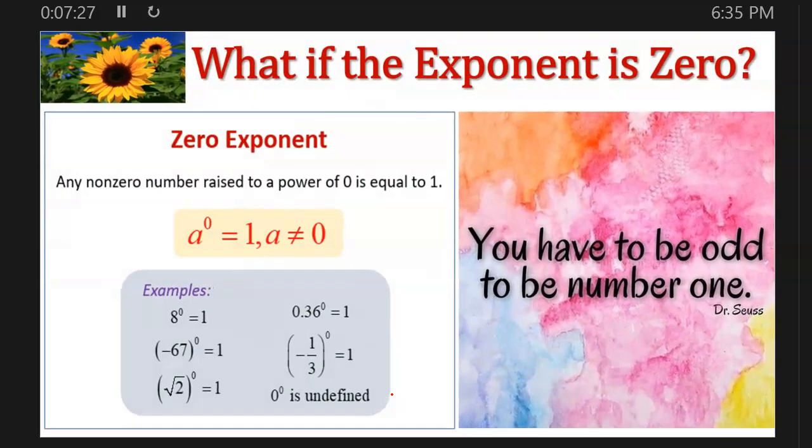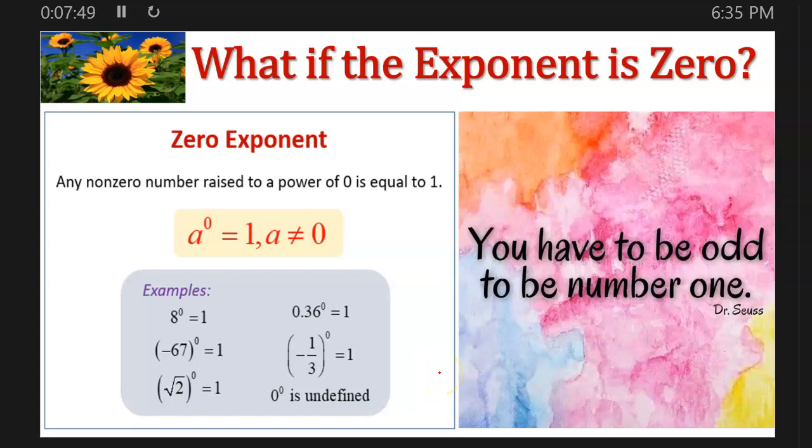All right, 0 exponent. Again, we've reviewed this before, but let's go over it one more time. A 0 exponent means that the answer would be 1. The only number that this doesn't work with is 0, okay? So 8 to the 0 power is a 1, negative 1/3 to the 0 power is a 1. Anything to that 0 power is always going to simplify down to a 1.